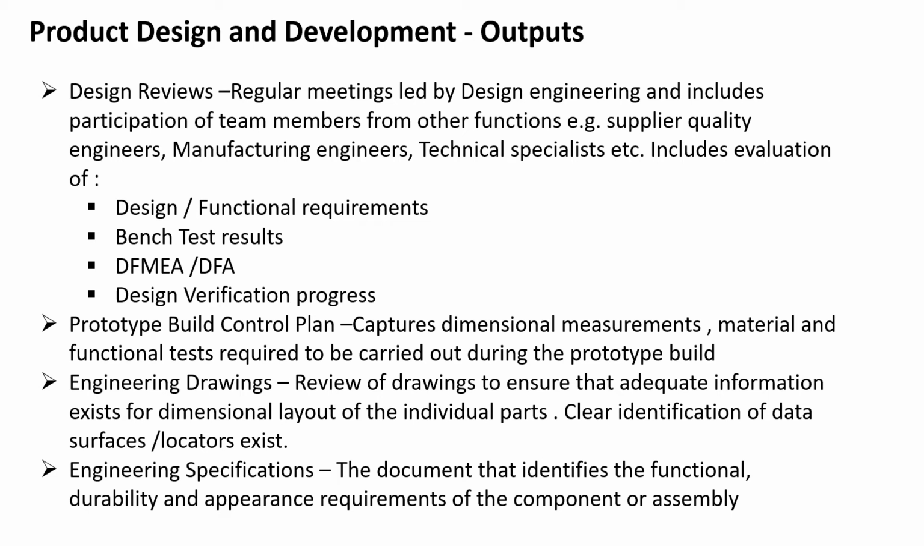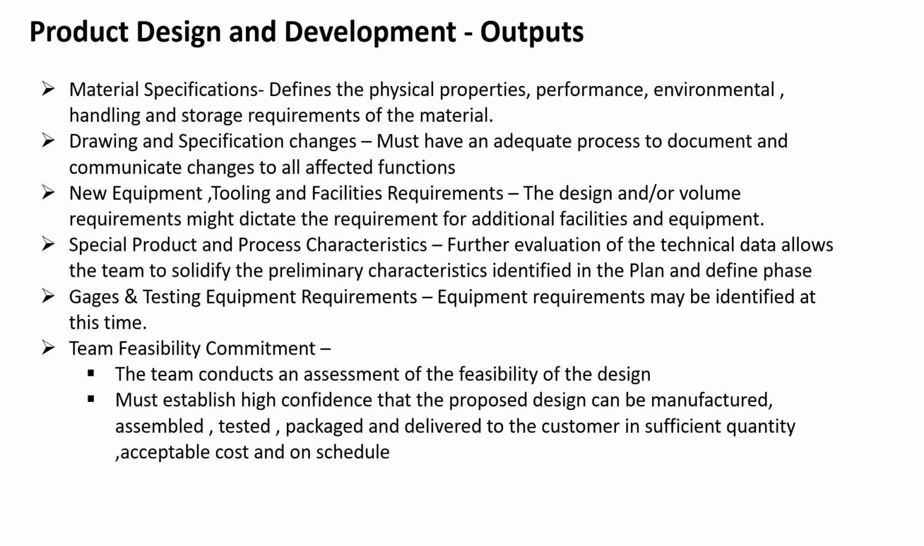Engineering drawings: review of drawings to ensure that adequate information exists on the dimensional output of the individual parts, and clear identification of datum surfaces or locators exists. The next thing is engineering specifications. These are documents that define the functional requirements, durability requirements, and appearance requirements of the component or assembly.